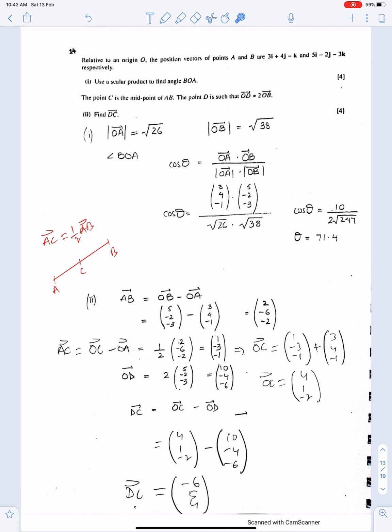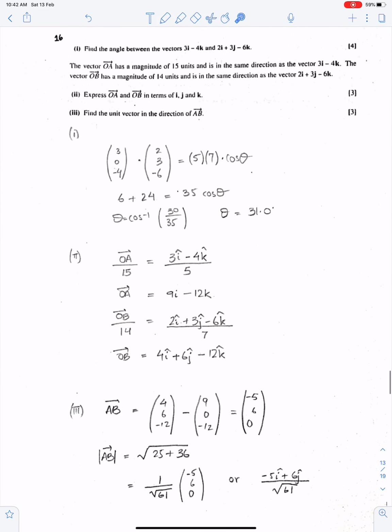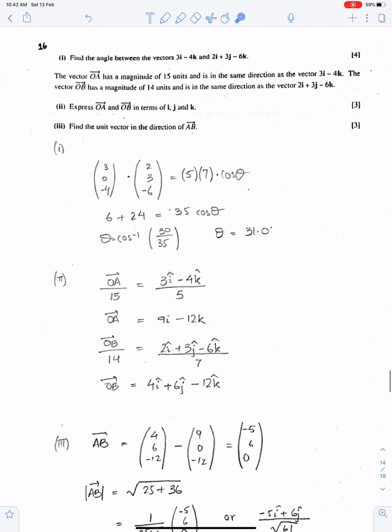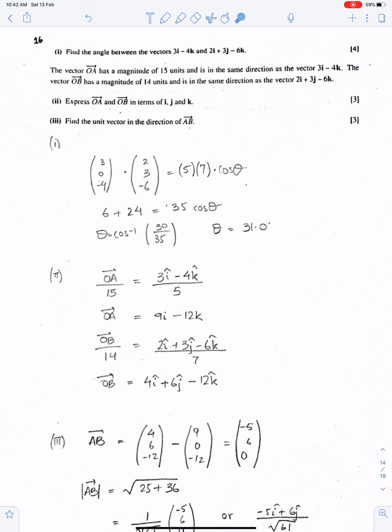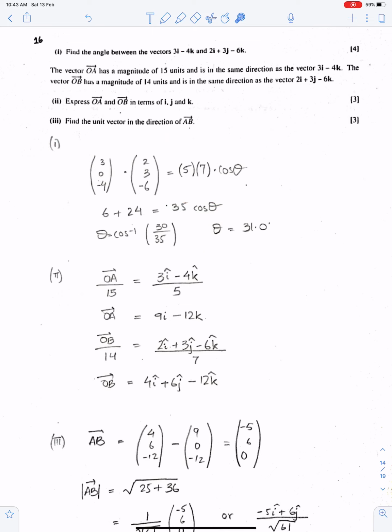In this question, this concept is important. C is the midpoint of AB, and this is the equation of the midpoint in vectors. In this question, we will use ratio method because vectors are in the same direction. The first part of this question is to find the angle between these two vectors. This is so simple. Take the dot product of these two. I mean, use this formula, scalar product, and you can easily get the angle. And make sure you write your answer up to 1 decimal place.